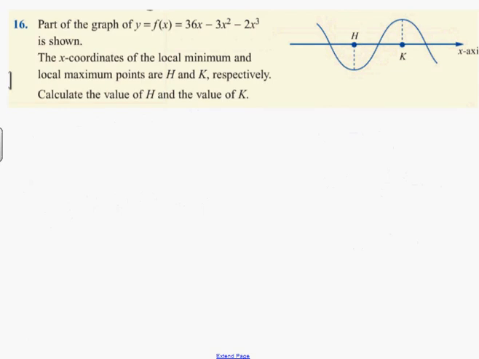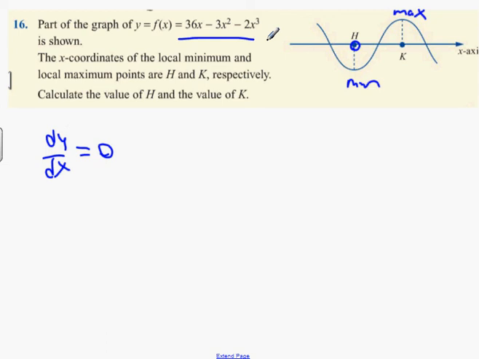This is a number line, and on this number line, h is the min and k is the max. I know this from the diagram. Also, h is to the left of k. What does that mean? h is a smaller number than k. Do what you always do: differentiate and find the derivative equal to 0.